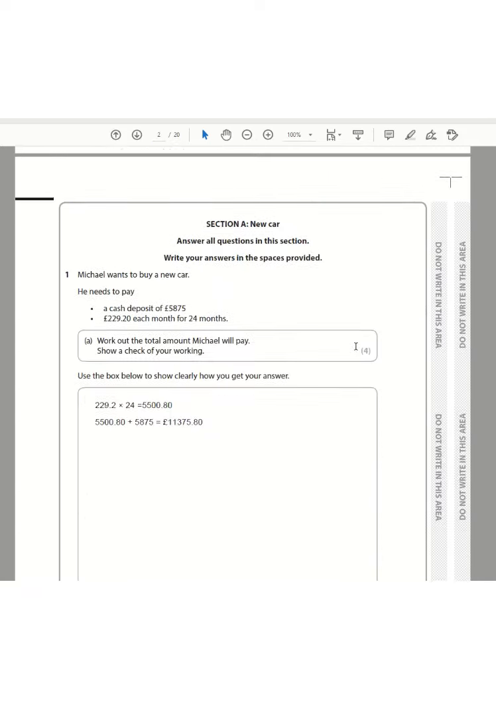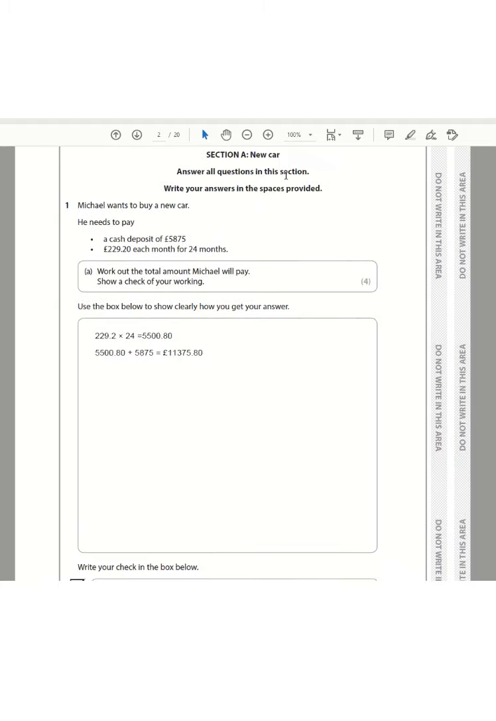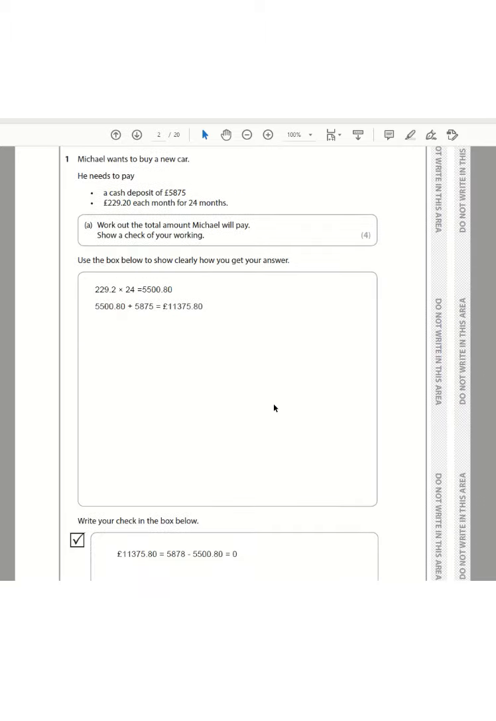So what we have here is a typical question and it's going to follow a certain format. The individual here wants to buy a new car. He needs to pay a cash deposit of £5875 with £229.20 each month for 24 months. You're asked to work out the total amount Michael will pay, and show you check your workings. Here we have the format. This is the method, and the method is quite important. But when you do your final answer, make sure you put the necessary pound signs, unit measurements and so on in. So what I've done is take the payments for the 24 months, times that, got that figure, got the cash deposit, added that together, and that gives me my final figure here. Again, as I said, pause as you go through and have a look at some of these.